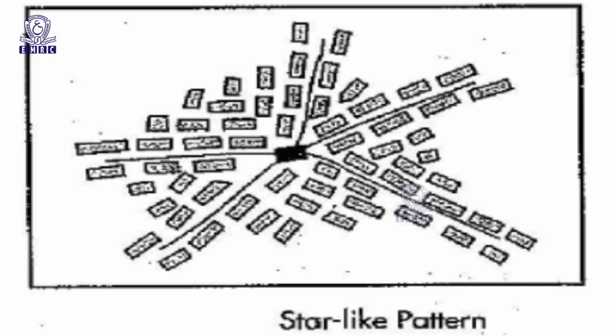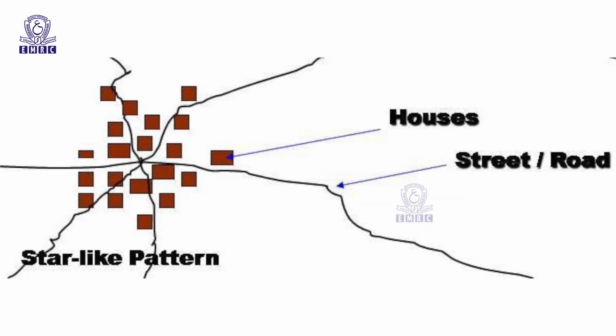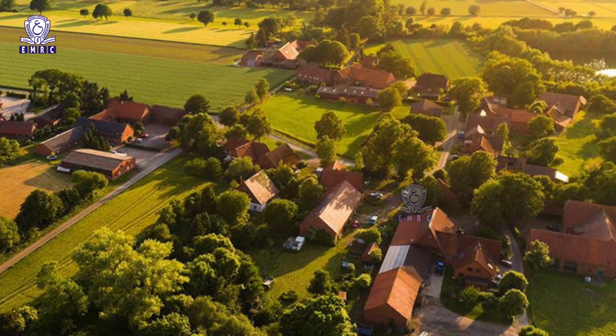Next, the star-like pattern. The star-like pattern of the rural settlements develops at the sites and places where several roads converge. In fact, such settlements are associated with the nodal locations where several roads converge at a site and the rows of houses spread along the roads in all the directions. This pattern is mainly found in the productive agricultural tracts in which the nature of roads is dense.